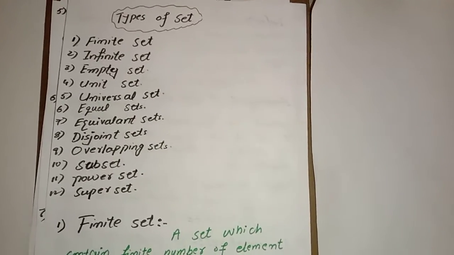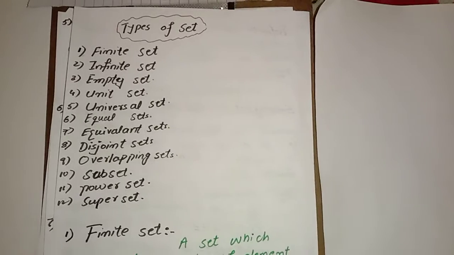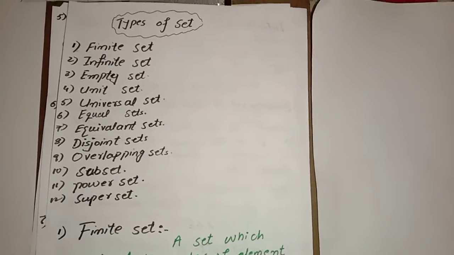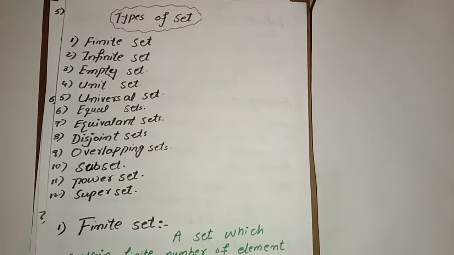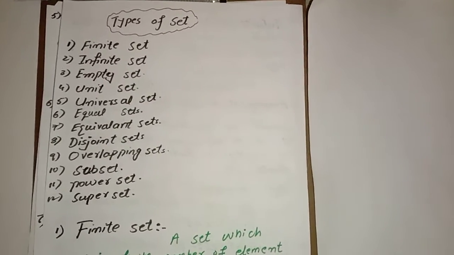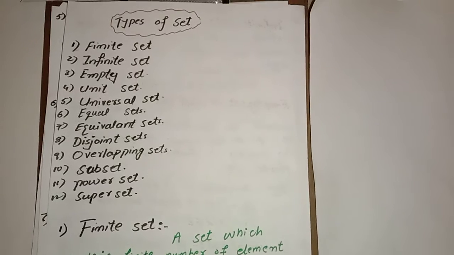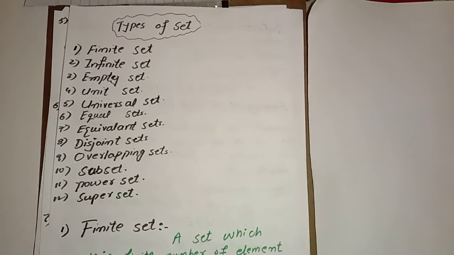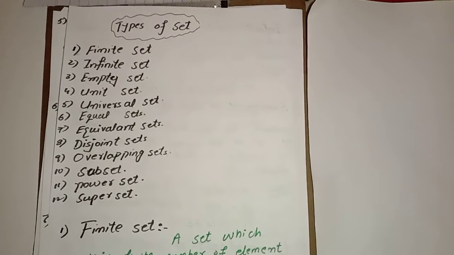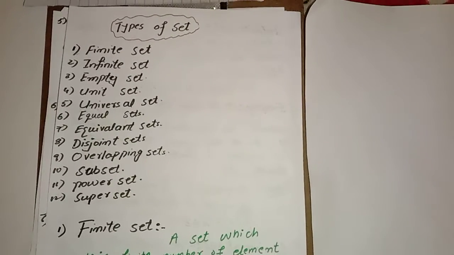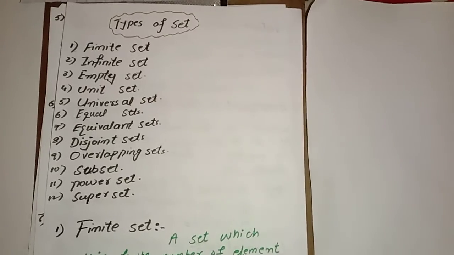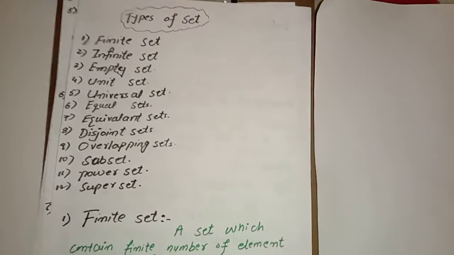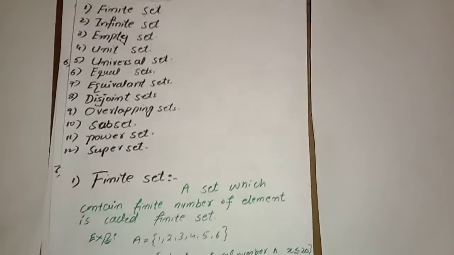In the previous videos, you have learned about sets and different ways to represent a set, and we have also covered an exercise. Now, in this video, we are going to discuss in detail the types of set. There are many different types of set: finite set, infinite set, empty set, unit set, universal set, equal set, equivalent set, disjoint set, overlapping set, subset, power set, and superset. Let's start discussing each one.